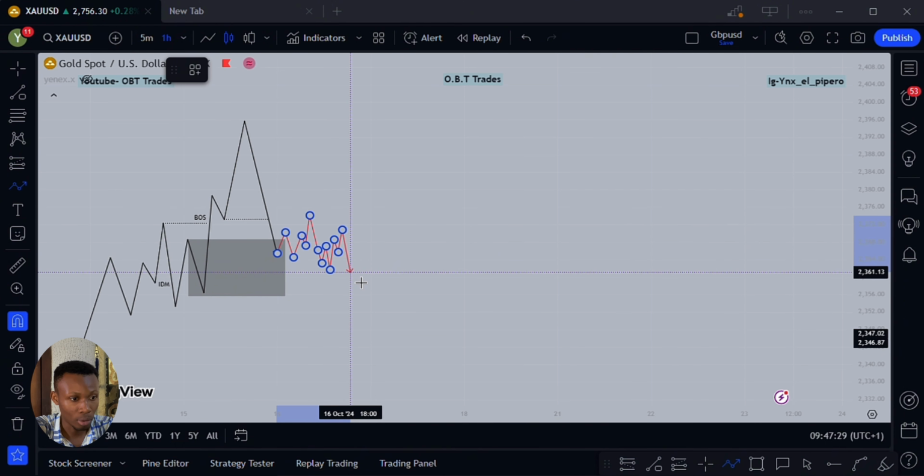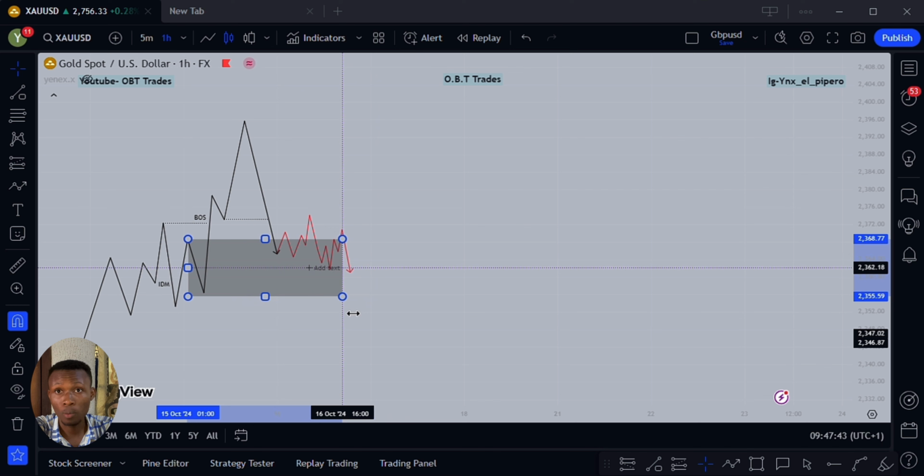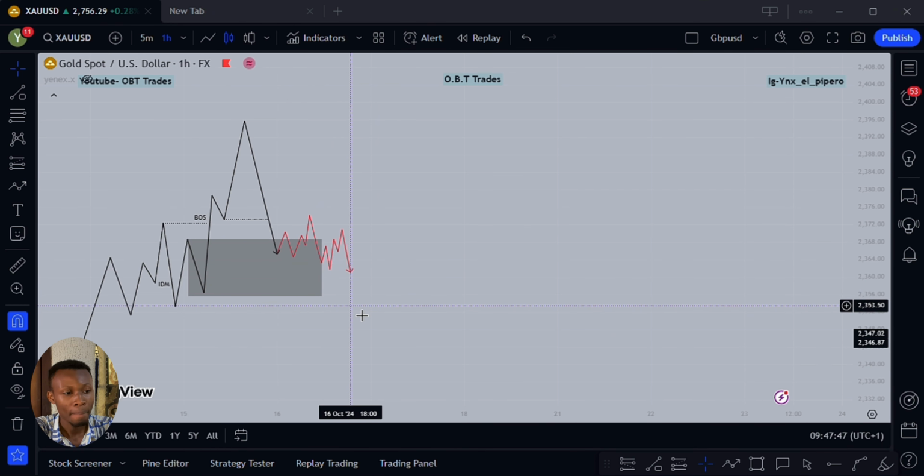But let's say this fails, but you're still inside this zone. This zone has been filled. There's a very high chance that this zone is already failed, even though it hasn't taken out the zone completely. But this is a failed zone already, once this setup fails twice inside this zone.